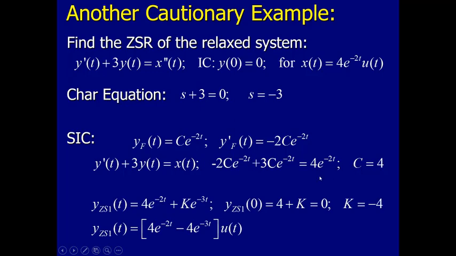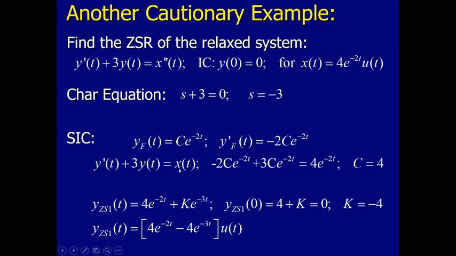Finding the zero state response for the single input case of the system, we would take that known forced response, add an unknown natural response term, k1 e to the minus 3t, coming from this root of the characteristic equation. Use our one initial condition for a zero state response, that's the initial condition equal to 0. Plug in time t equals 0, we get 4 plus k equals 0. So k must be minus 4. So the two parts of our single input case zero state response are 4 e to the minus 2t, the forced response, minus 4 e to the minus 3t, the natural response piece.